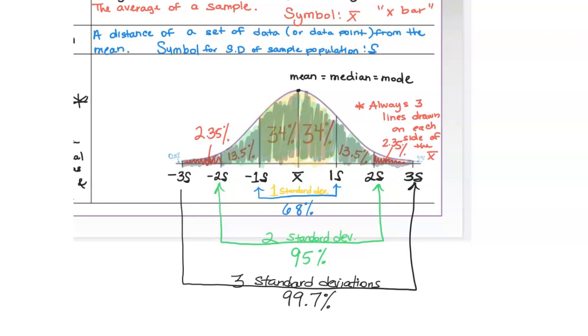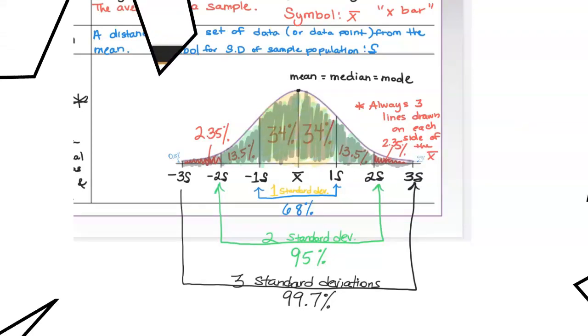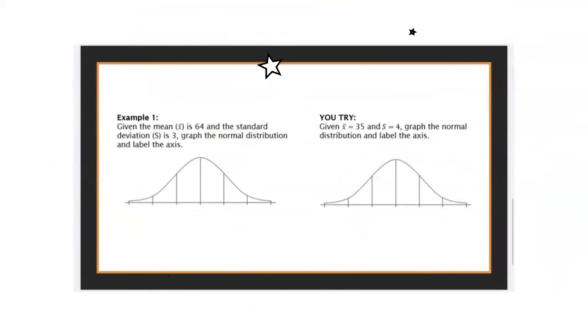Okay, knowing the different parts of this graph is going to be very important for the remainder of the unit. You will see it repeated over and over in many different ways. Please commit it to memory. All right, let's try some actual practice problems, putting all of these definitions to work and seeing exactly what it all means. So example 1: given the mean, which again is x bar, is 64 and the standard deviation, S, is 3. Graph the normal distribution and label the axes.